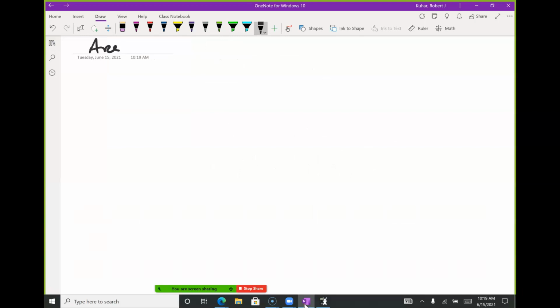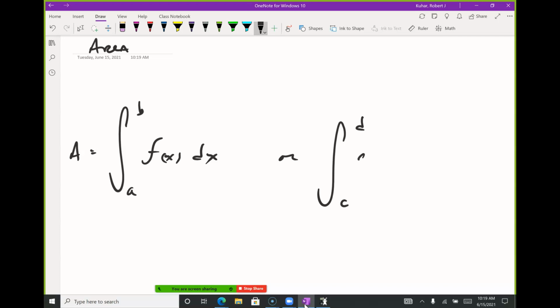So the idea is, for area, we know how to get area. The area goes from a to b of f of x dx, or c to d of g of y dy, right? We already learned that in Calc 1. Now, in Calc 2, we've got these area between curves, but we're gonna use our parametrics to go back to this Calc 1 piece and see what happens.